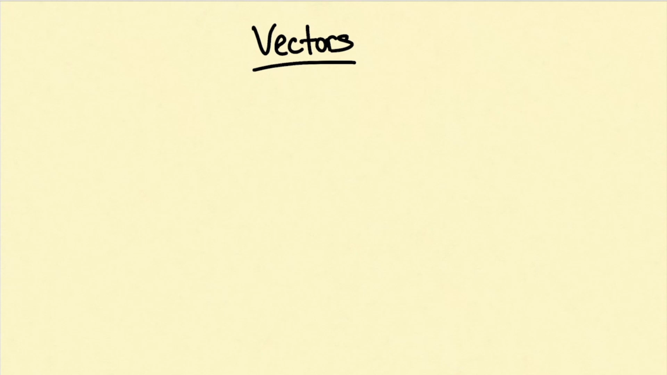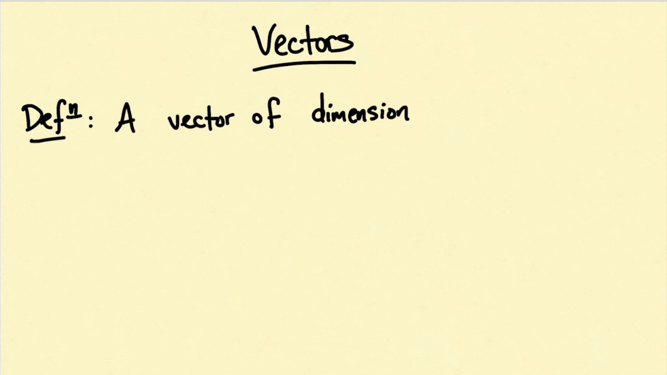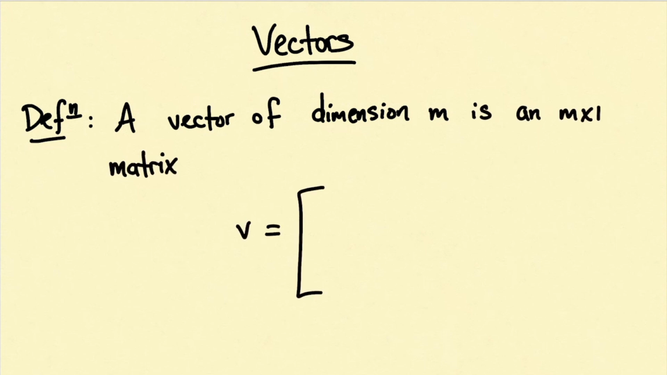We start off with a generalization of the directions we described for locating a point associated to an element in R2 or R3. So our first definition is a vector. A vector of dimension m is an m by 1 matrix. V for vector is equal to x1, x2, etc. down to xm, where each of the xi are just real numbers.